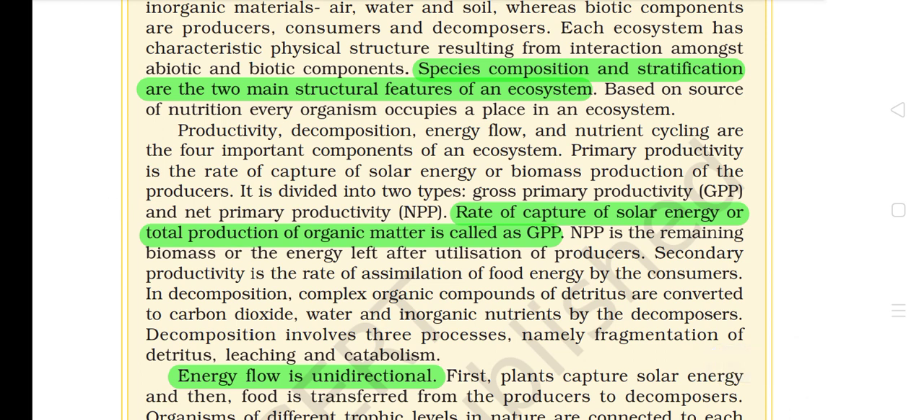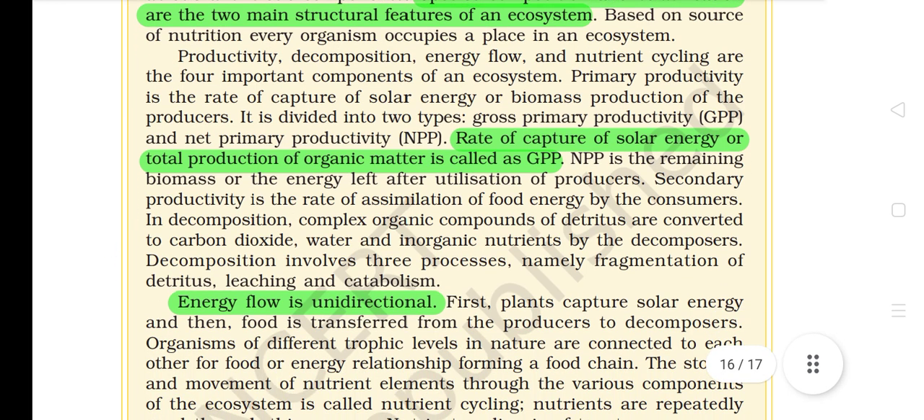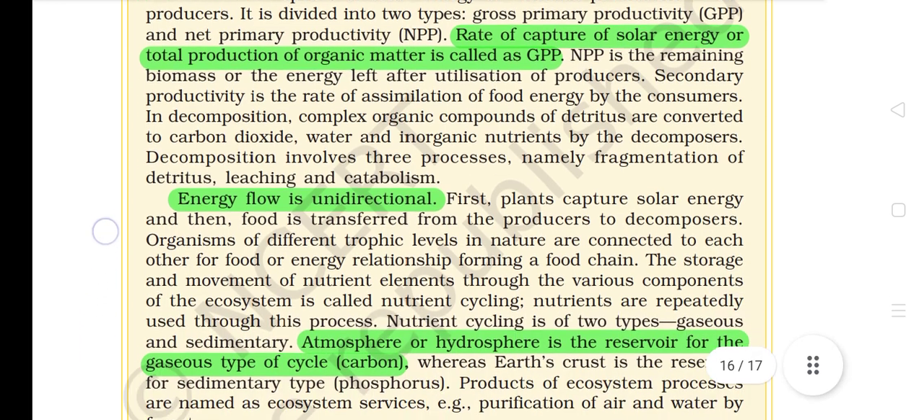Based on source of nutrition, every organism occupies a place in an ecosystem. Productivity, decomposition, energy flow, and nutrient cycling are the four important components of an ecosystem. Primary productivity is the rate of capture of solar energy or biomass production of the producers. It is divided into two types: gross primary productivity (GPP) and net primary productivity (NPP). Rate of capture of solar energy or total production of organic matter is called GPP. NPP is the remaining biomass or the energy left after utilization by producers.